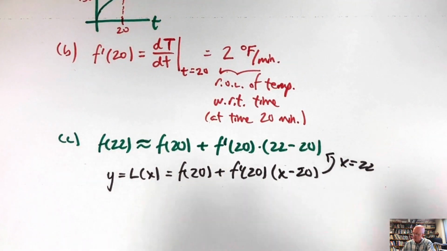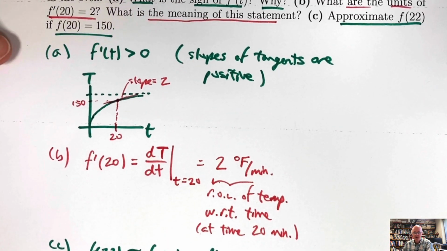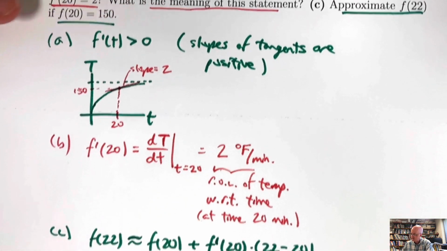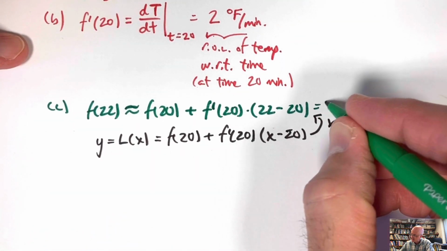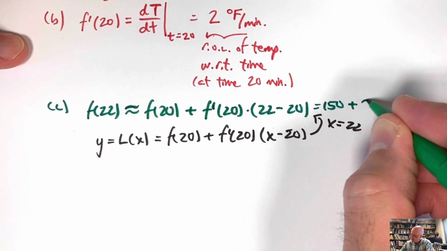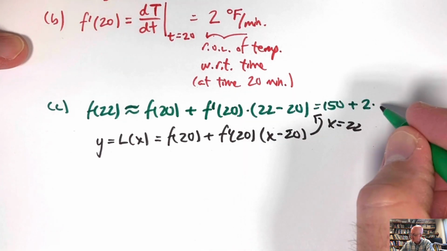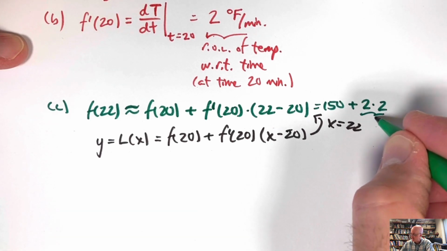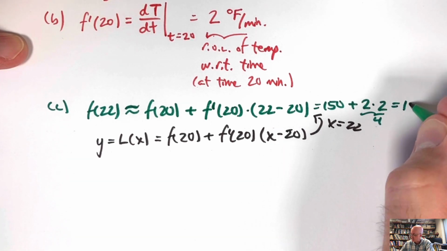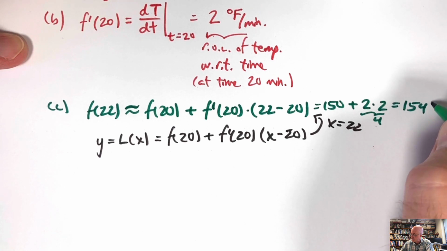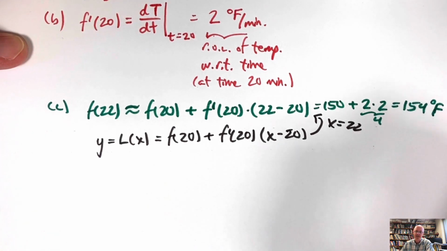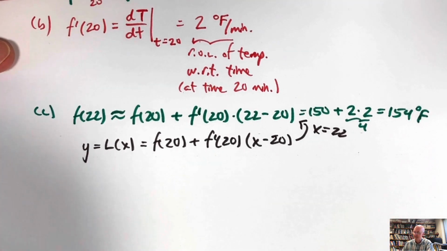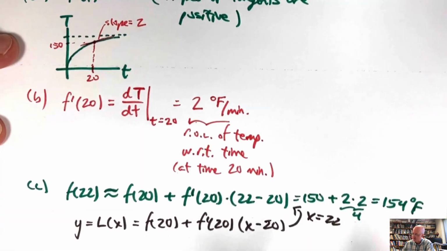Anyway, using the numbers that were given, f of 20 is 150, f prime of 20 is 2. This becomes 150 plus 2 times 22 minus 20, which is 2. The temperature went up by 2 times 2, or 4 degrees Fahrenheit. The final temperature, our approximation, is 154 degrees Fahrenheit. Again, that's probably going to be a little bit too big because this graph is concave down.